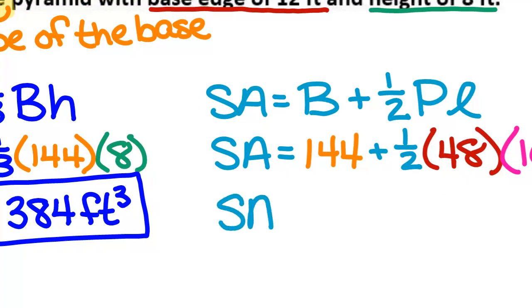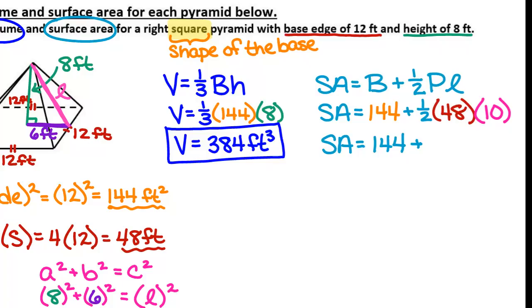So for my surface area, we have the base area of 144 plus the lateral area. What is 1/2 times 48 times 10?